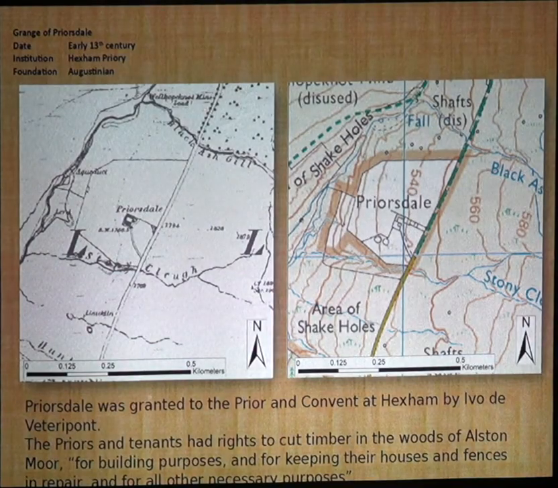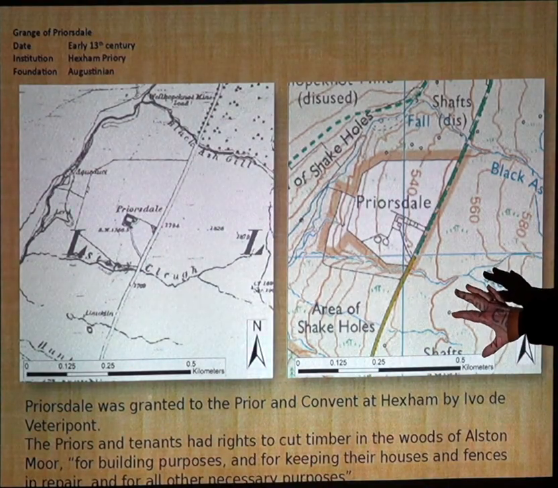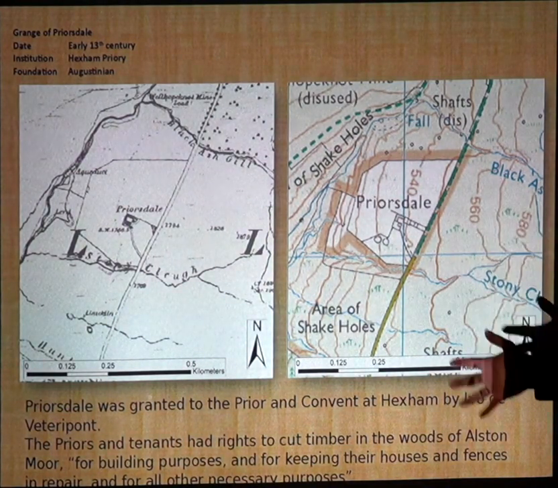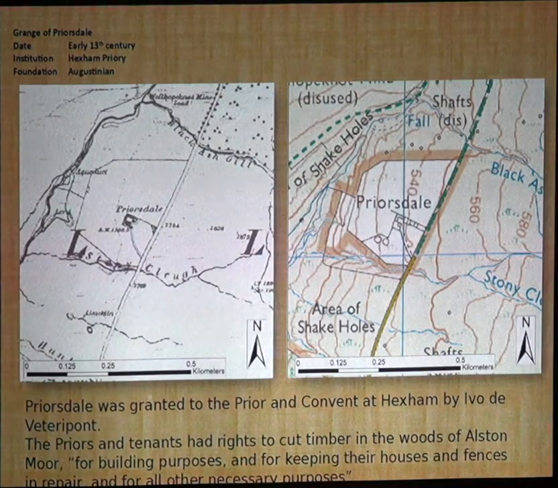Priorsdale is the only one you've got in your area, the only monastic thing. We do know that it goes back to the early 13th century and belonged to the priory at Hexham, and it was a priory because it was Augustinian, so they were canons, and they had the right. Now, I got this out of your article that was written about Priorsdale, in your newsletter. So the rights to cut timber in the woods of Alston for building purposes, keeping their houses and fences in repair, and all other necessary purposes.